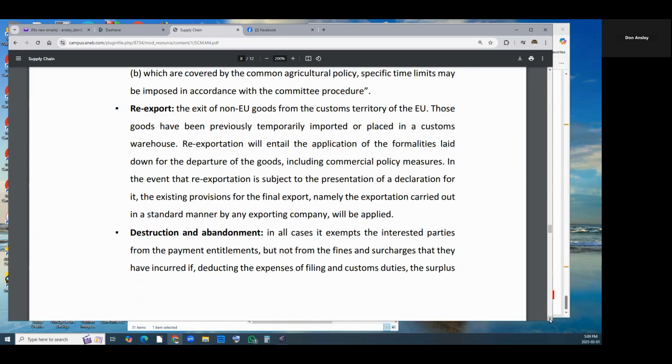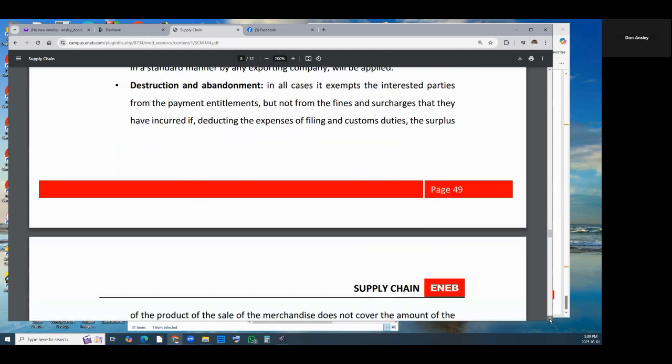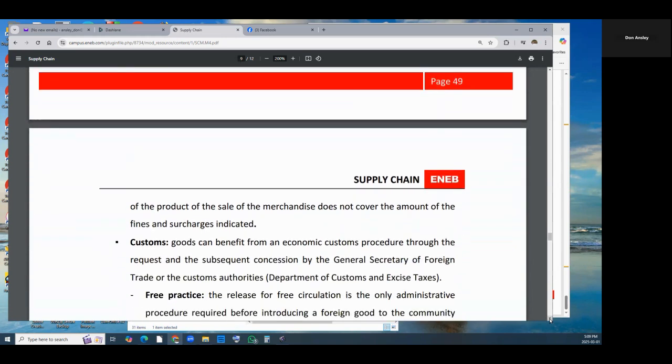Destruction and abandonment. In all cases, it exempts the interested parties from payment entitlements but not from the fines and surcharges that they have incurred, deducting the expense of filing and customs duties. If the surplus of the product of the sale of the merchandise does not cover the amount of fines and surcharges indicated. Customs goods can benefit from an economic customs procedure through the requirement and subsequent concession of the General Secretary of Foreign Trade or the Customs Authorities, which is the Department of Customs and Excise taxes.